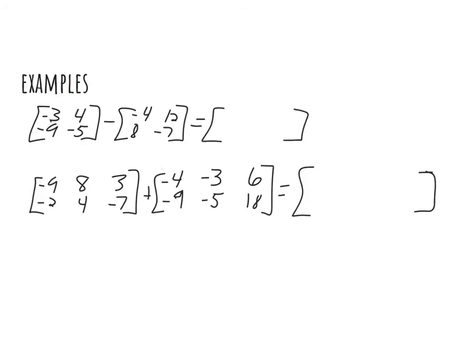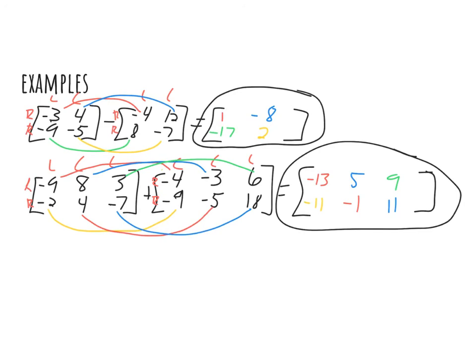Go ahead and pause the video, solve these two, and then hit play and see how you did. Okay, so both of them work. We can subtract and add both of these because the dimensions are the same. If we do the first one, we should get 1, -8, -17, and 2. If we do the second one, we should get -13, 5, 9, -11, -1, and +11.